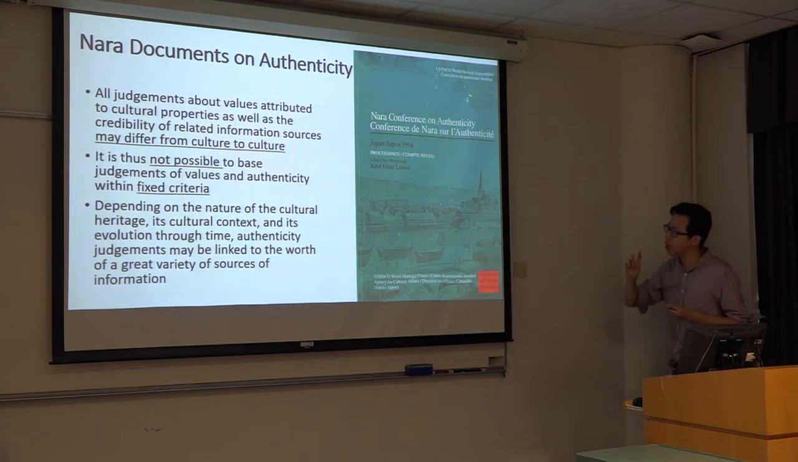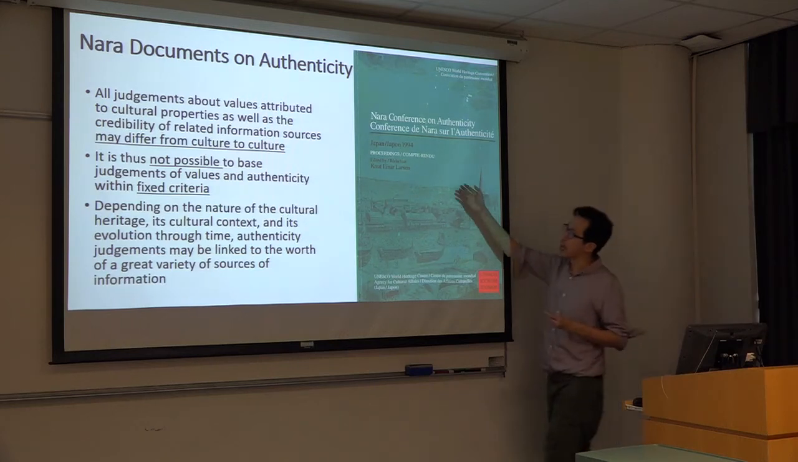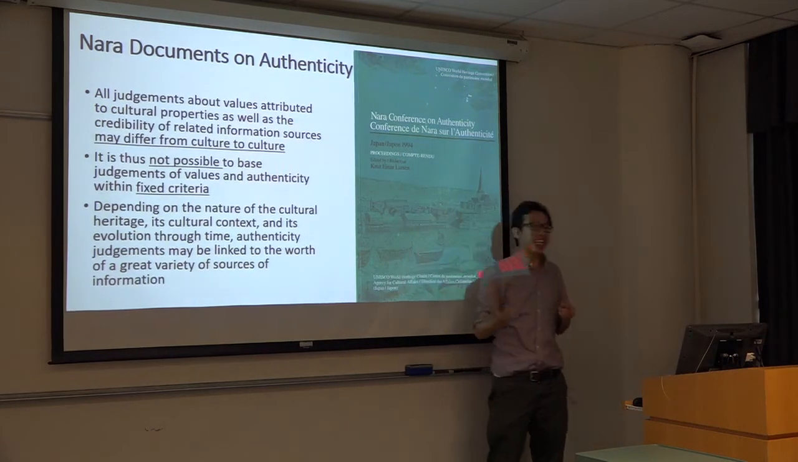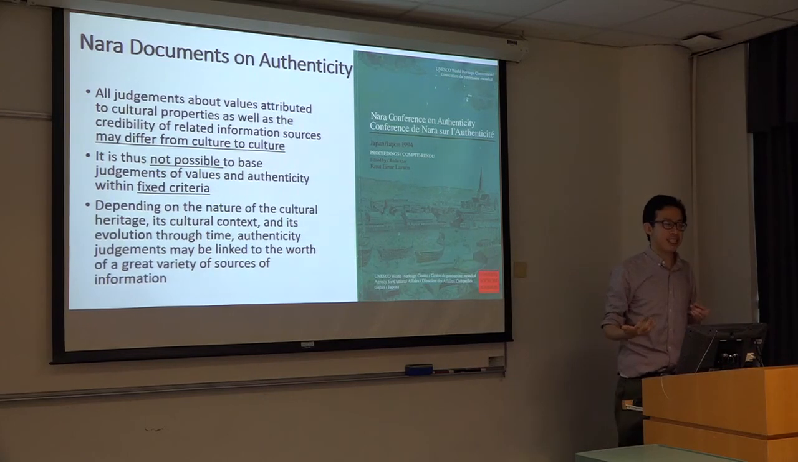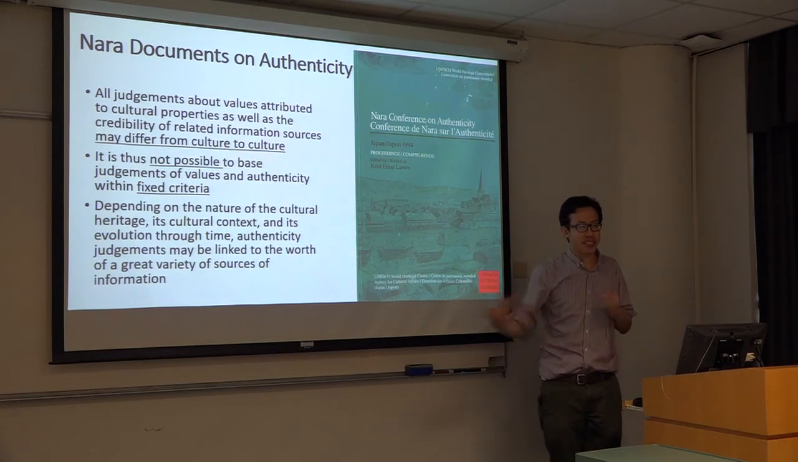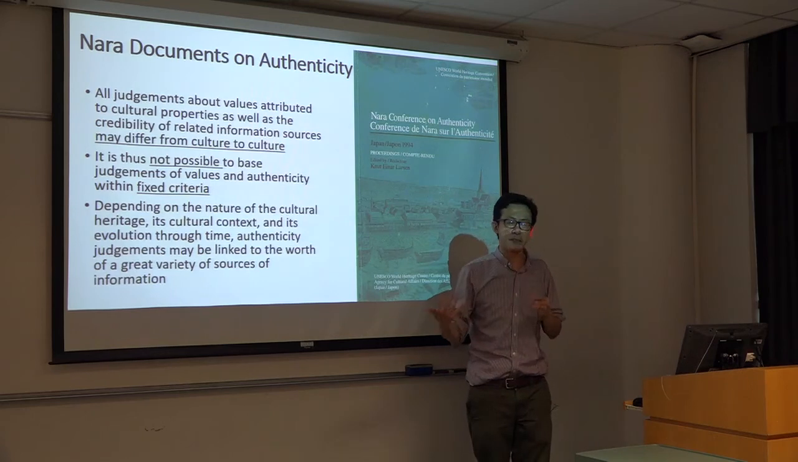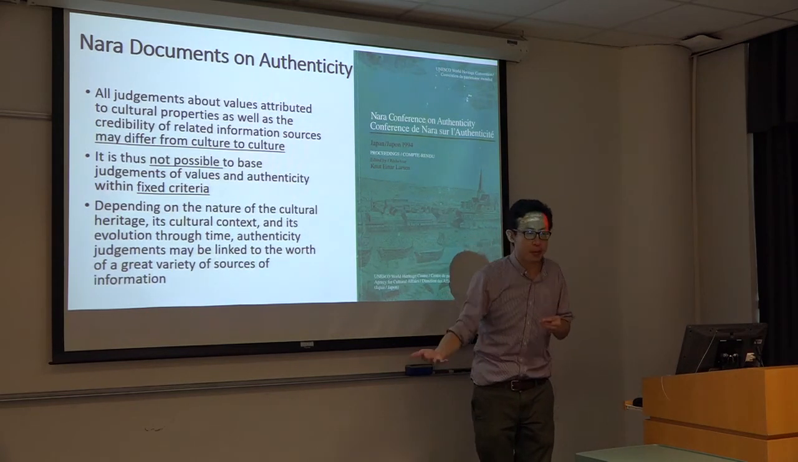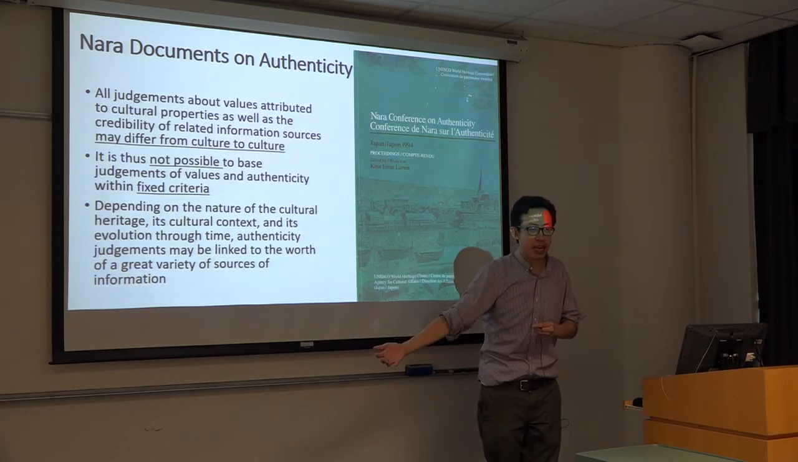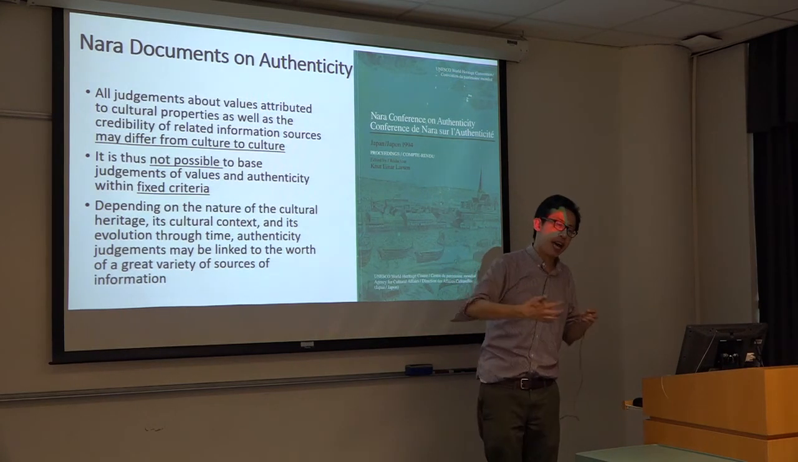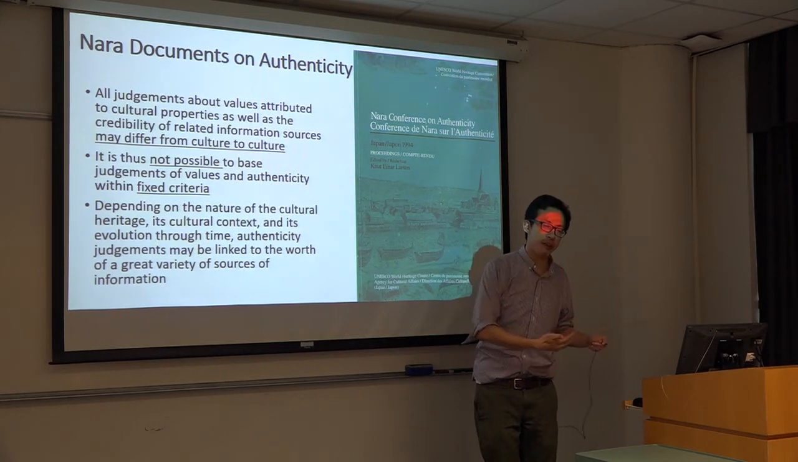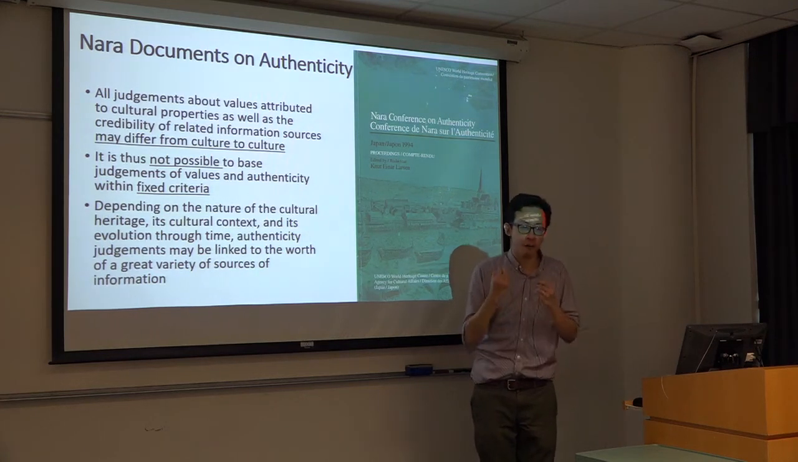This document was compiled in 1994 and was written in Japan. You can understand the background, right? Because the Japanese scholars were quite irritated by the typical Eurocentric definition of authenticity. And when they realized the authenticity definition cannot be really applicable in the Japanese context, they tried to discuss with scholars in Europe how to have a better definition of authenticity.